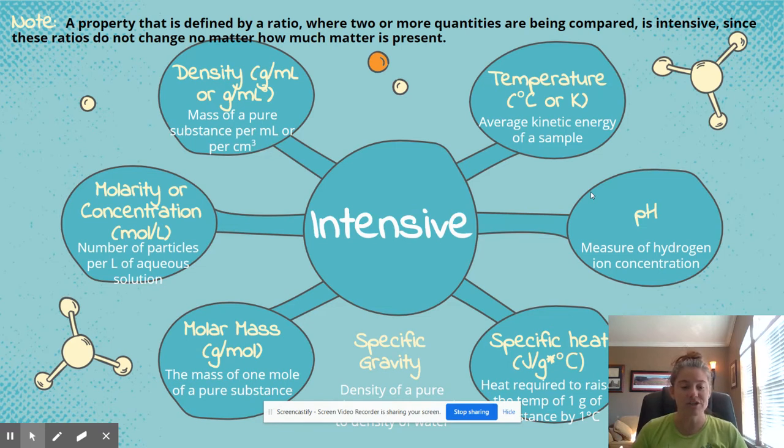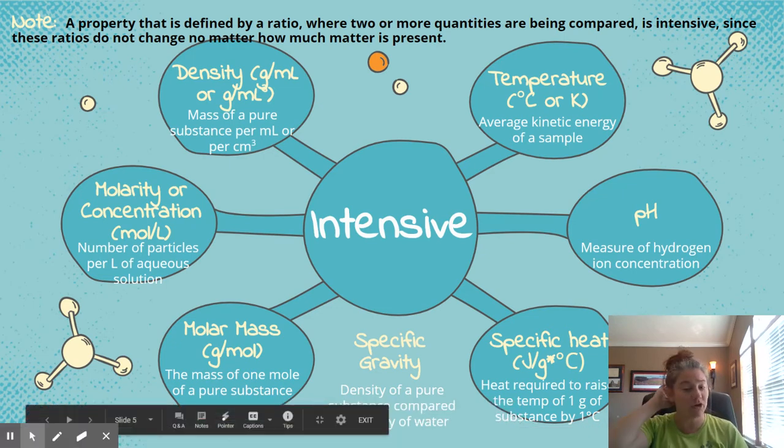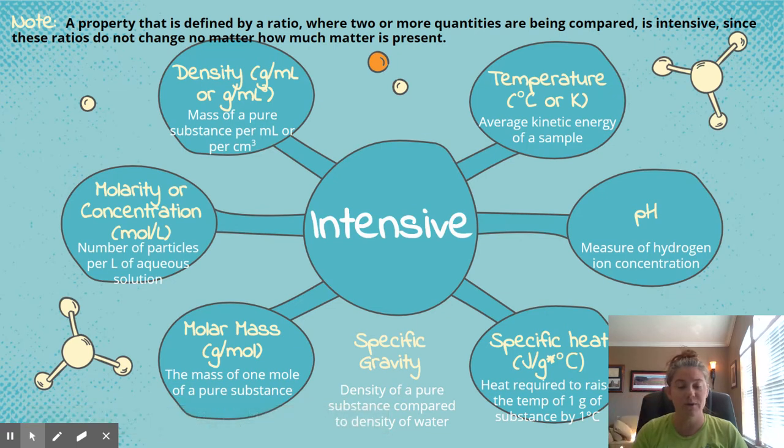Molar mass, which is grams per mole, is the mass of 1 mole of a pure substance. Again, it's okay if you don't know what that is. We will talk about it more in depth in the next unit. Specific gravity is the density of a pure substance compared to the density of water. We use this a lot here on Earth.